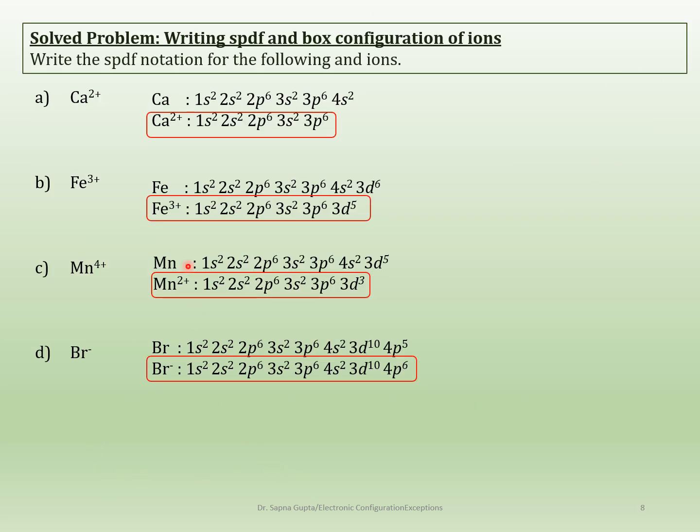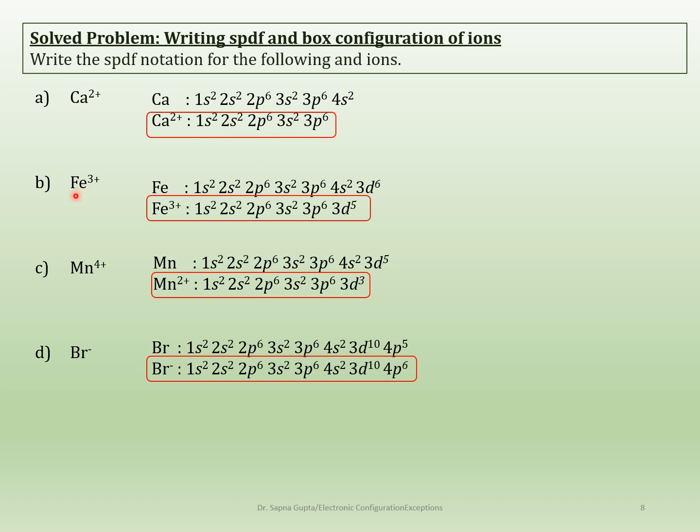Let's look at some examples for writing the configurations. Write the SPDF notation of the following ions. So you have calcium. I've written the original configuration here for you. You can see that for calcium 2 plus we are removing the last two electrons, which is also the last shell. Main group is very easy. Main group is a little bit easier to deal with when removing electrons. It's the transition metals you have to watch out for a little bit. For calcium, the two electrons you're going to remove are the fourth shell electrons. The 4s2 is gone. So then this is the configuration.